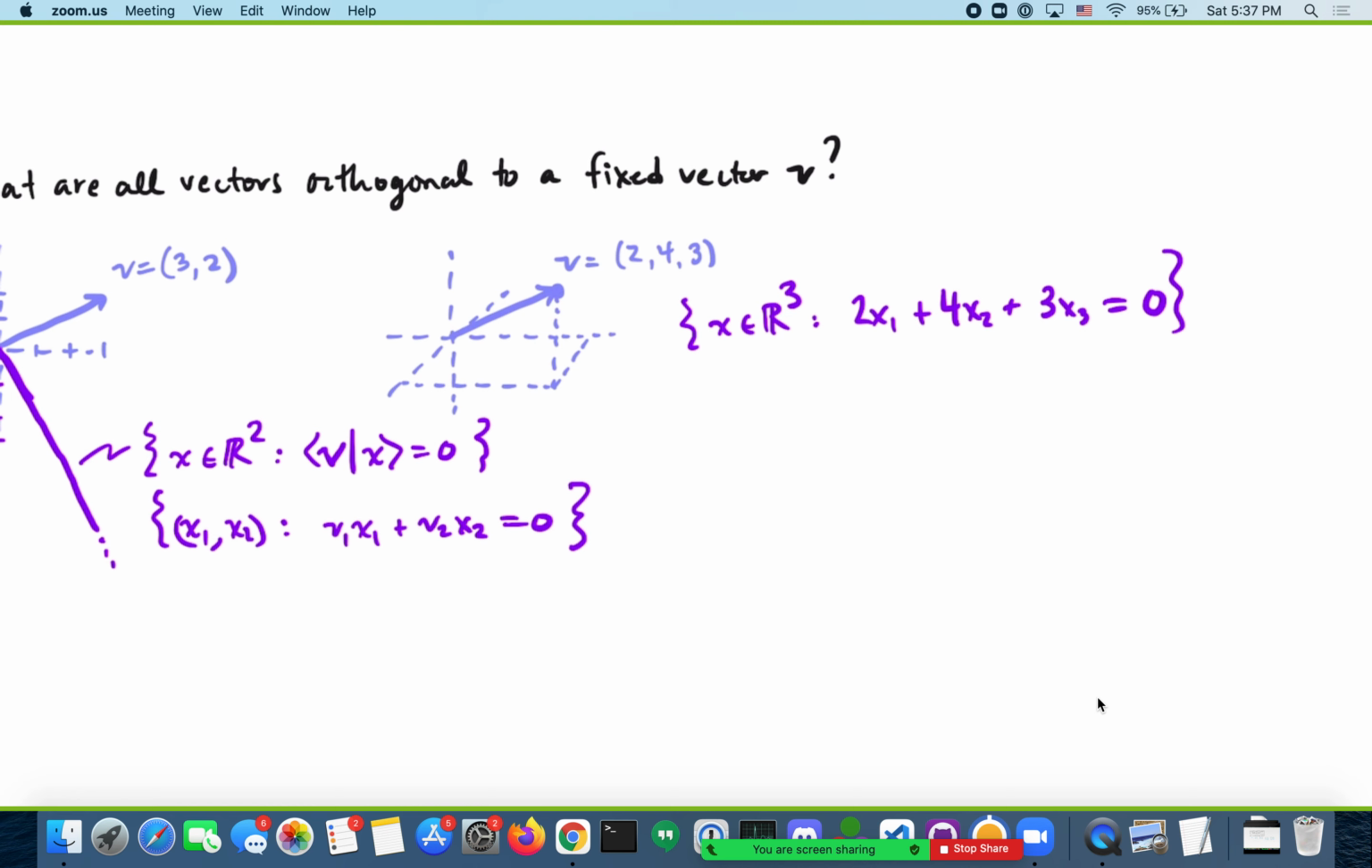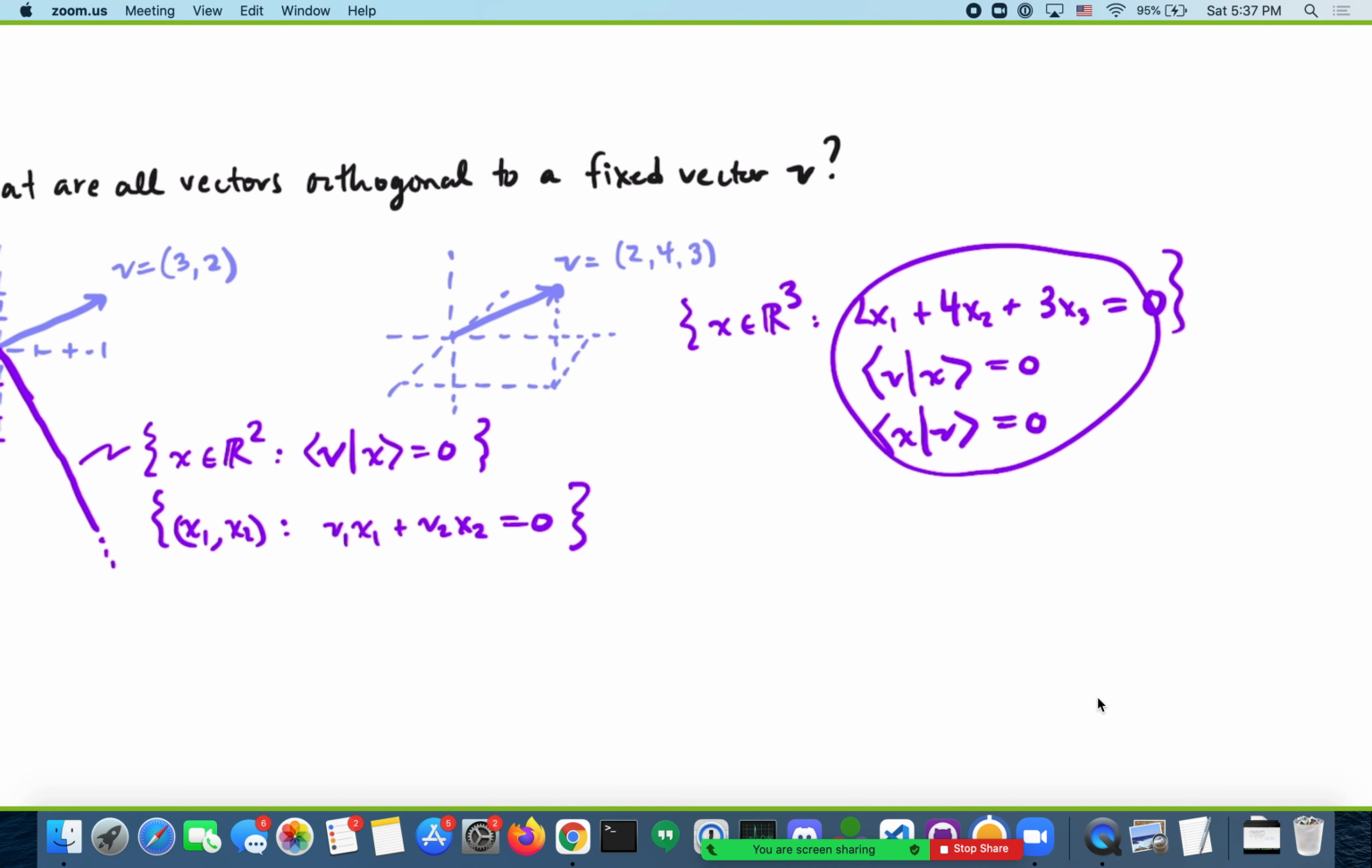I mean, because we gave this vector a name as v, we could have said that this is all the v dot x equals 0. We could also put it that way. It's the same symmetric sort of thing. And yeah, so here's the set. This is the description as all the things that the dot product is 0.